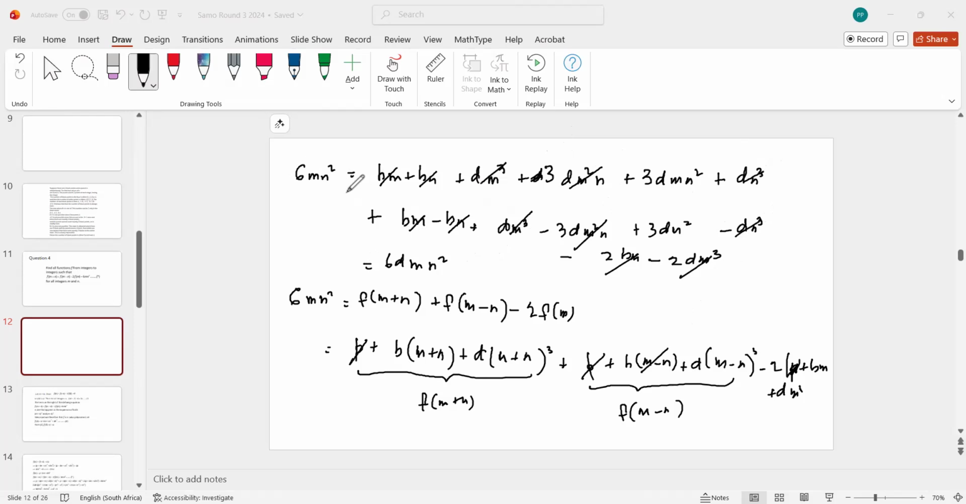Now you can see from here immediately that d must be 1. Well, the left-hand side is 6mn squared. So d is equal to 1. So although we had a horrible thing, so many hundreds of terms here, you finally can get the value for d.